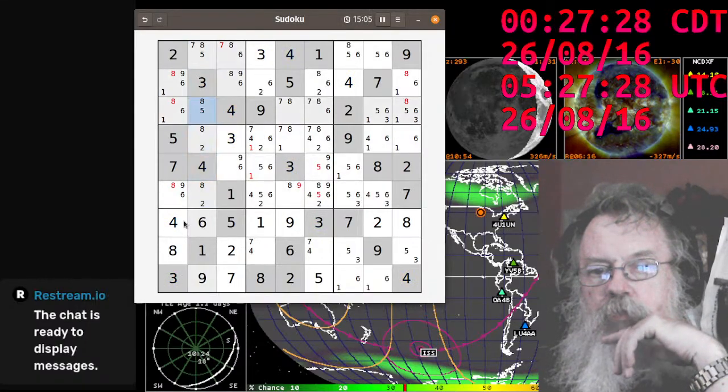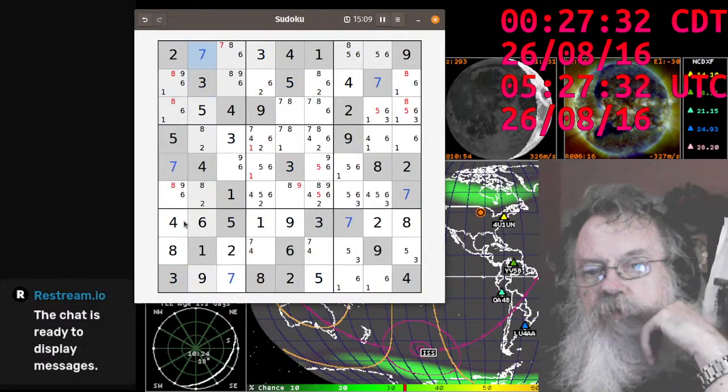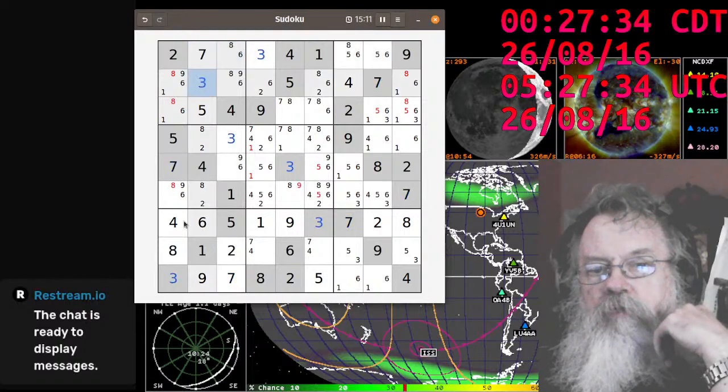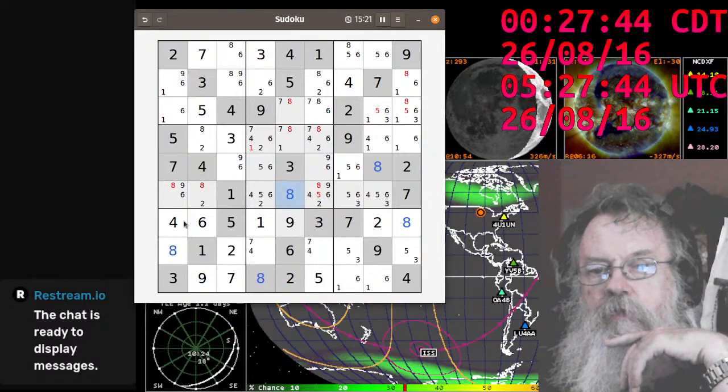We get an 8-2, 8-2. 8-5 becomes a 5. 7-8 becomes a 7. Not a 7 there. Clean up those 2 8s. Clean up that 1, that 5. This becomes an 8. Clean up 8s now.